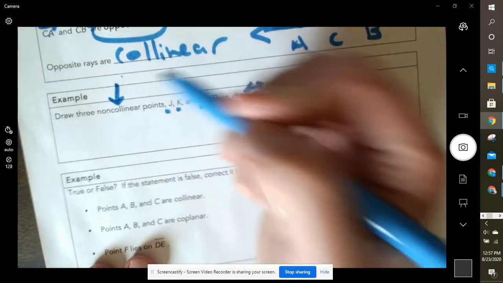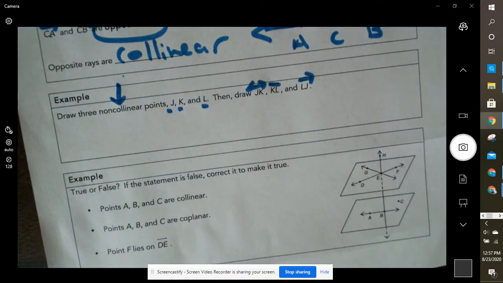So I'll give you about 30 seconds to try and make 3 non-collinear points that represent a line, a line segment, and a ray. Ten more seconds.